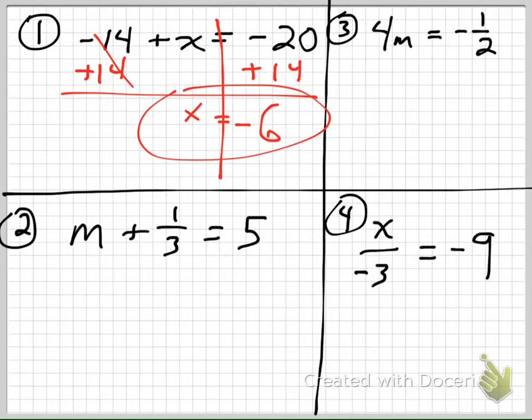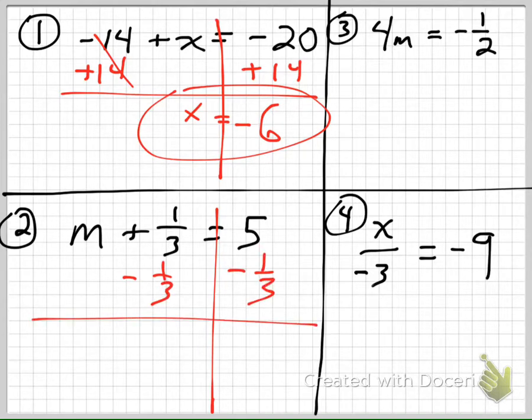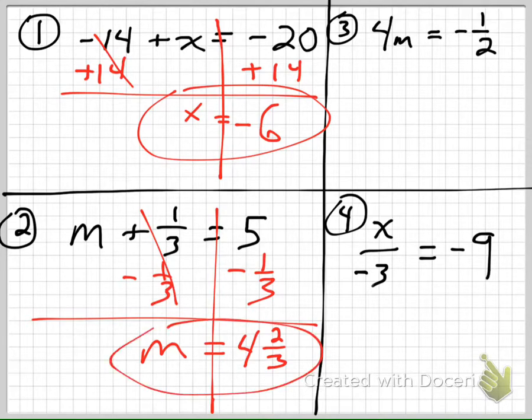Okay, number 2, m plus 1/3 equals 5. Line up on the equal sign. Minus 1/3, minus 1/3. This one I can do in my head. Some of you may not be able to. What did you guys come up with? 4 and 2/3, right? You take away 1/3 from 5. That leaves you with 4 and 2/3. Hopefully you guys can do that in your head.